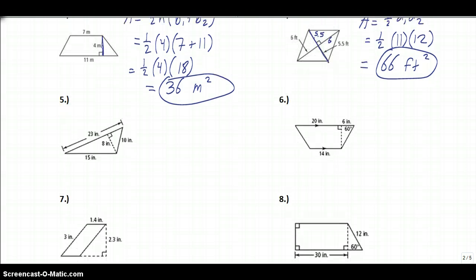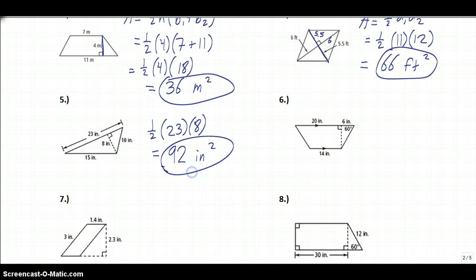Number 5, once again, a triangle, only this time it's upside down. Not a big deal. You have the base. Remember, you're looking for the segment that's perpendicular to your height. You would not want to use 15. I know it's the flat side, so everybody thinks that's the base. But no, you want the perpendicular side. Just make sure you're looking for that. Anyway, it's 1/2 times 23 times 8, and you get 92 square inches. Okay, so far so good.